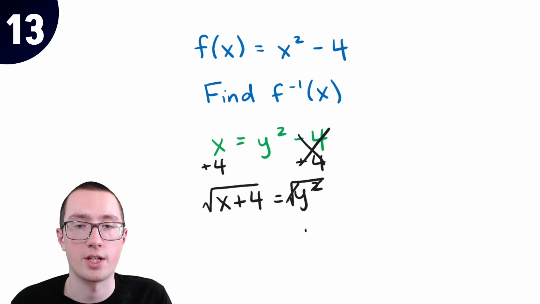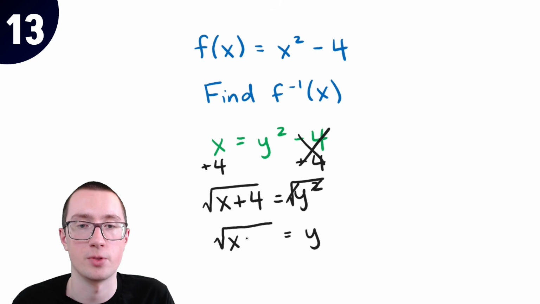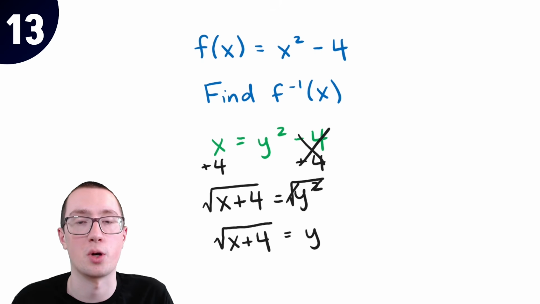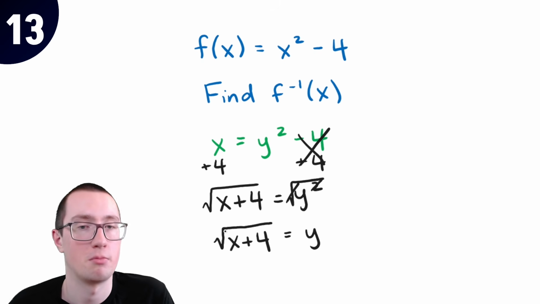On the right side, we're just going to have the letter y. And on the left side, we're just going to have the square root of x plus 4. There's nothing you can really simplify there, right? We can't take the square root of letters. So that's going to stay the same.